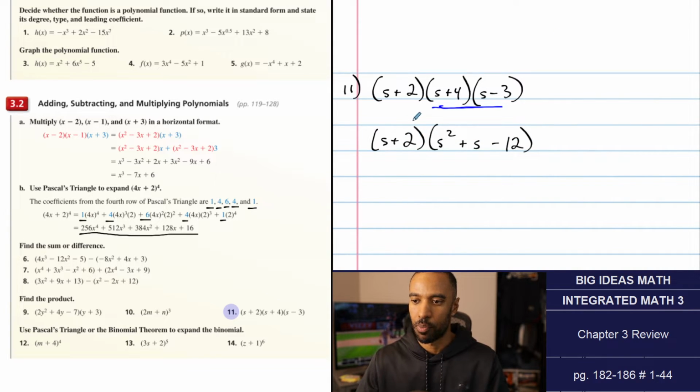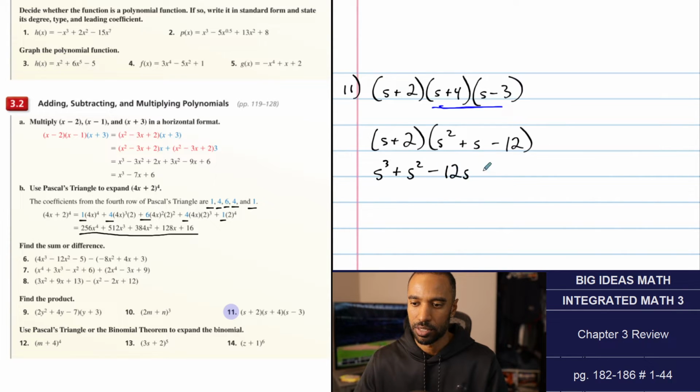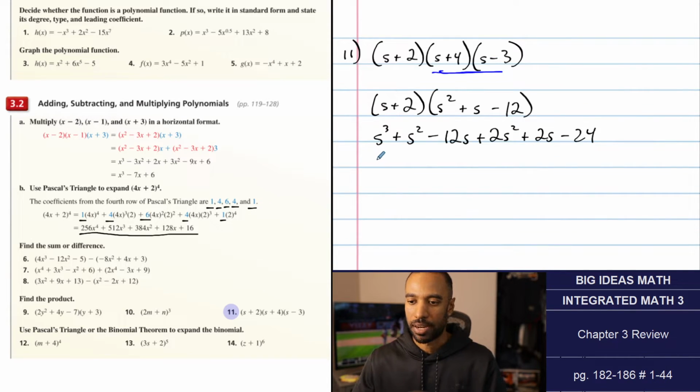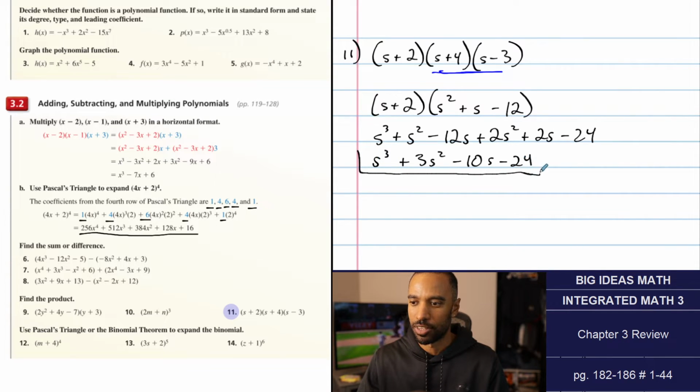Now we work on these the same way as we did the other set. s will distribute into these 3, and then 2 will distribute into these 3. So we'll get s cubed plus s squared minus 12s plus 2s squared plus 2s minus 24. When you combine like terms in standard form, you get s cubed plus 3s squared minus 10s minus 24. So no 5s going in the way. That's actually probably a first that I didn't see even a single 5 in this, which is incredible.